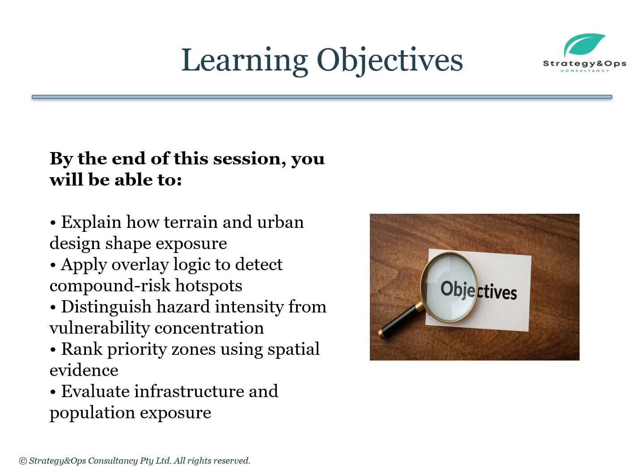Session 2 moves from theory to spatial precision. By the end of this session, you will understand how terrain, elevation, and urban design shape hazard exposure. You will apply overlay logic to detect compound risk hotspots. You will differentiate hazard intensity from vulnerability concentration, which are not the same. You will rank priority zones using spatial evidence, and you will evaluate infrastructure and population exposure in a defensible way. This is where mapping becomes capital strategy.